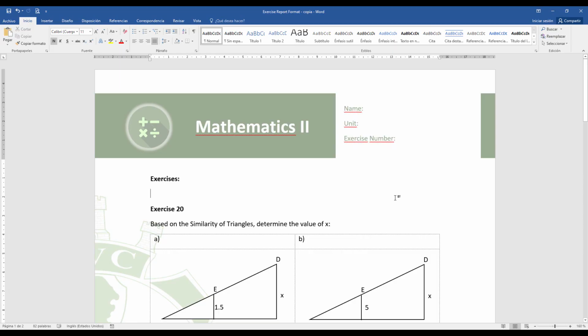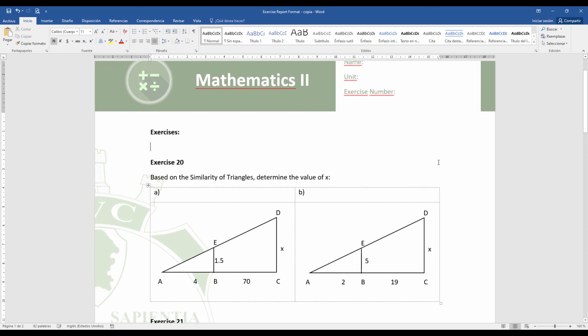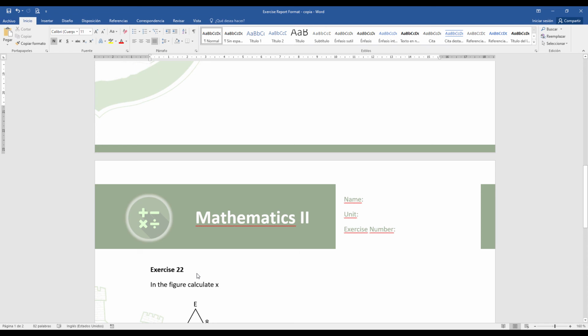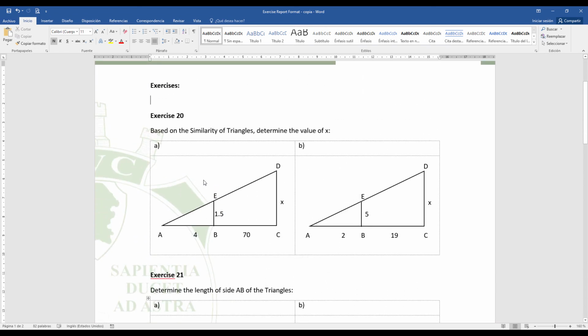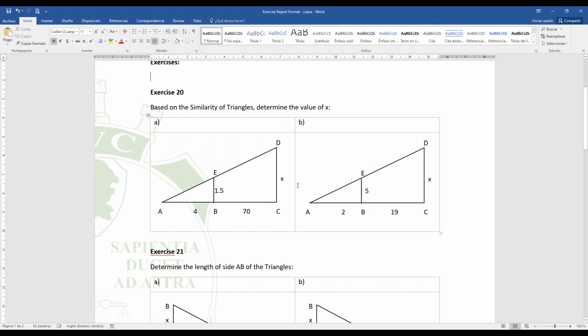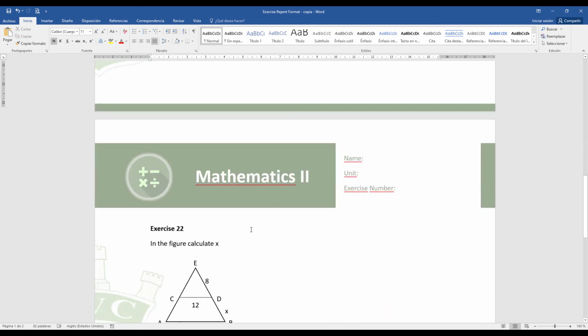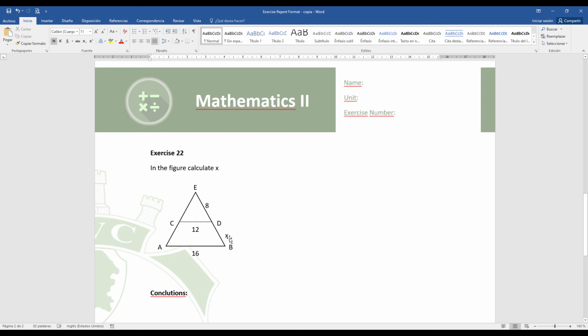Now, the exercises you will do are exercises 20, 21 and 22. Exercise 20 is similar to what we did. Exercise 21 is a little different, but you need to check that there is the same triangle, but rotated. And 22 is a triangle inside another.